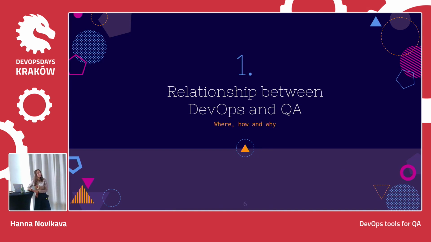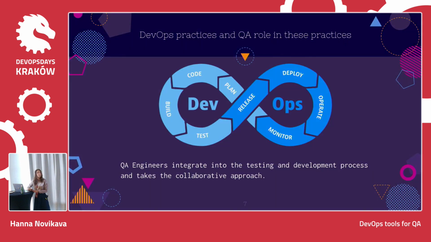Okay, the relationship between DevOps and QA engineers. Where, how, and why? This is a very standard life cycle picture, which we can see, and you see here the test step. DevOps engineers usually are working on each step, but they work together with QA engineers on the test step. QA engineers integrate the test and development processes, and so DevOps engineers should support QA engineers, and QA engineers should help DevOps engineers to release, and sometimes with monitoring and other steps.